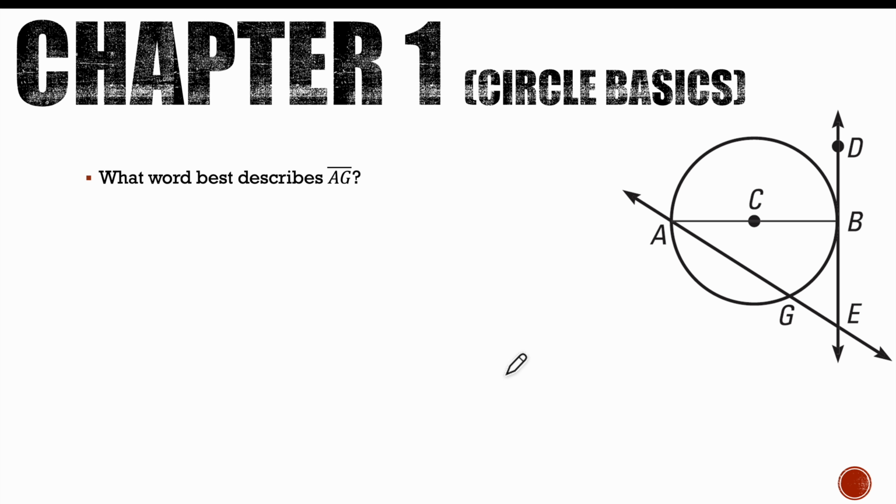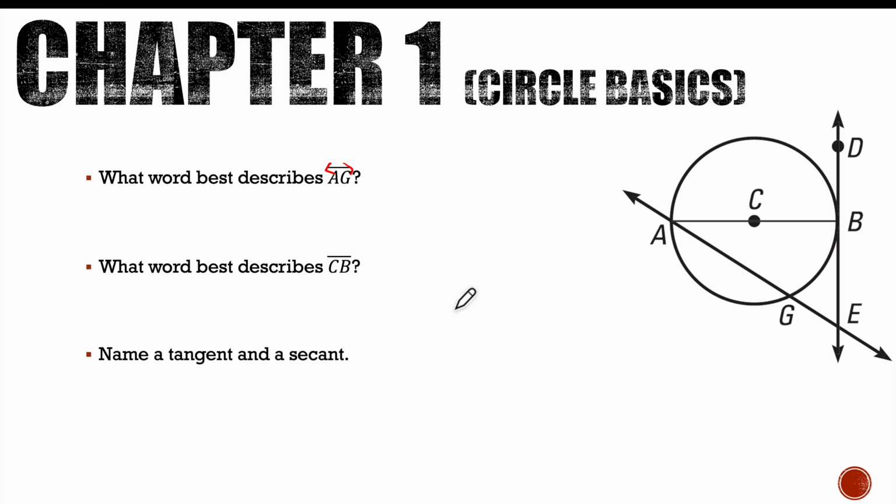Now there are a few questions. What is AG? AG is a chord. If AG was a line, with arrows on both sides, then it would be a secant, but AG as a segment would be a chord. But it's all related. What describes the word CB? CB is a radius. Name a tangent and a secant. AG line segment is a chord and DE line is a tangent, yes.